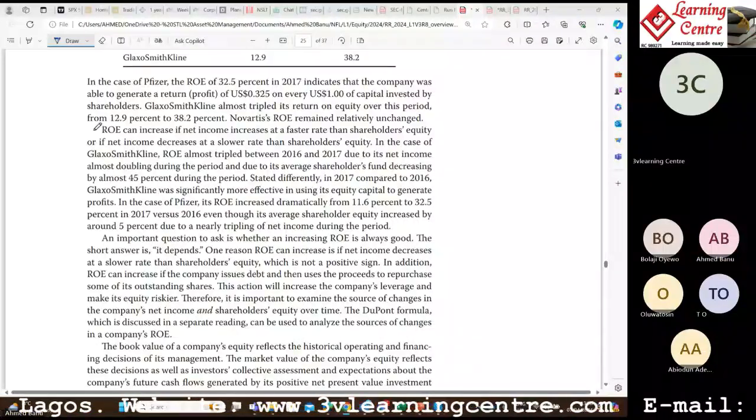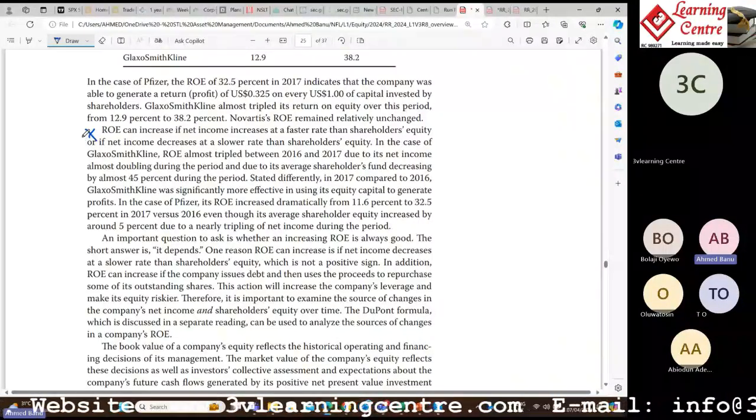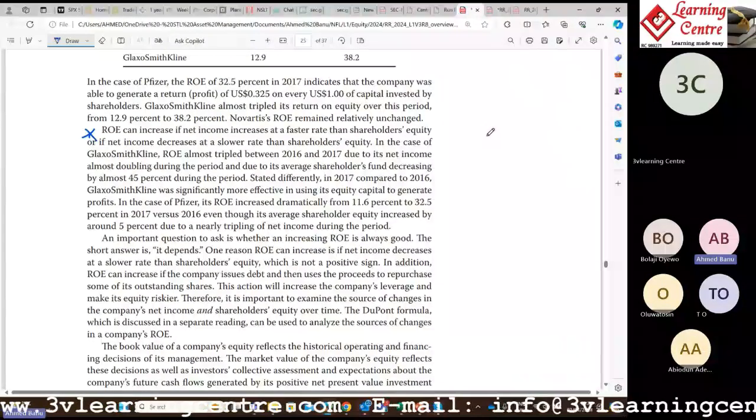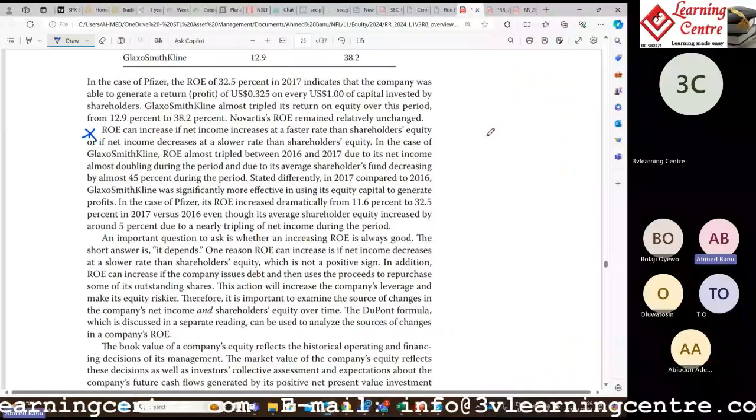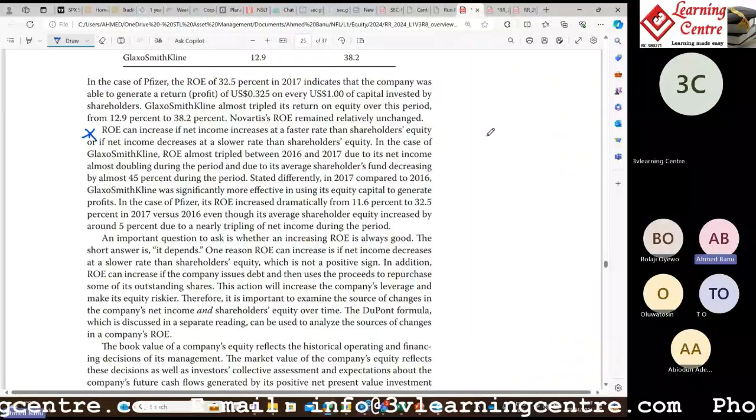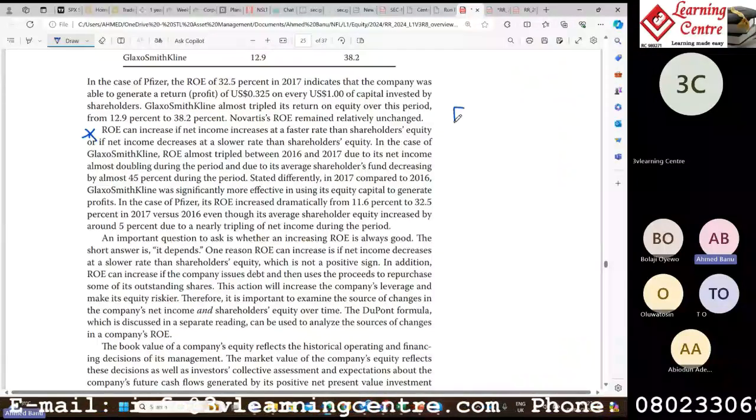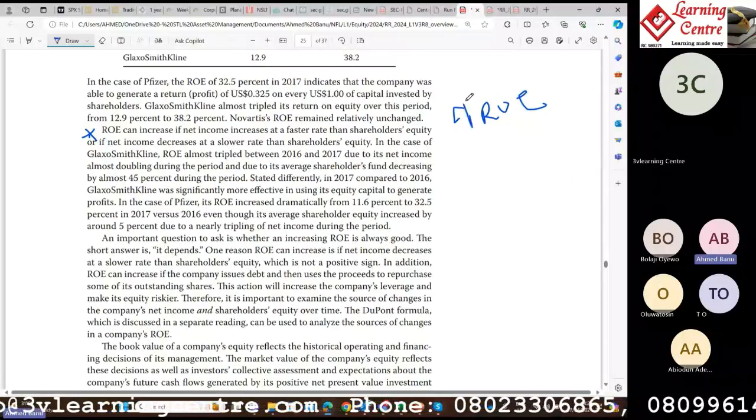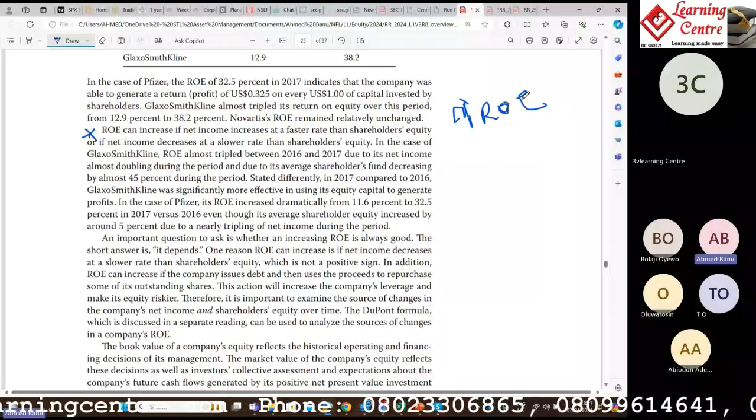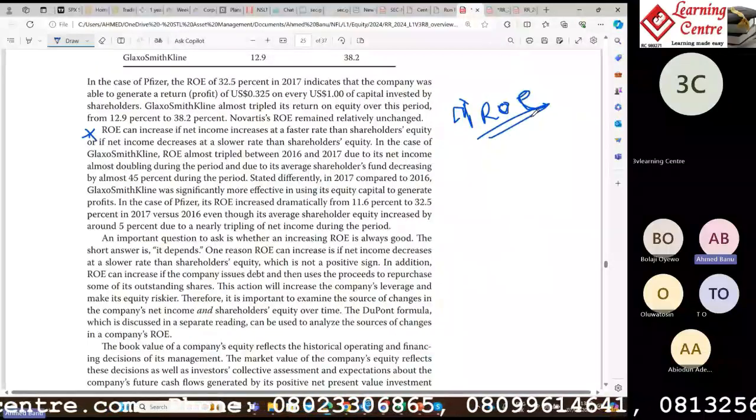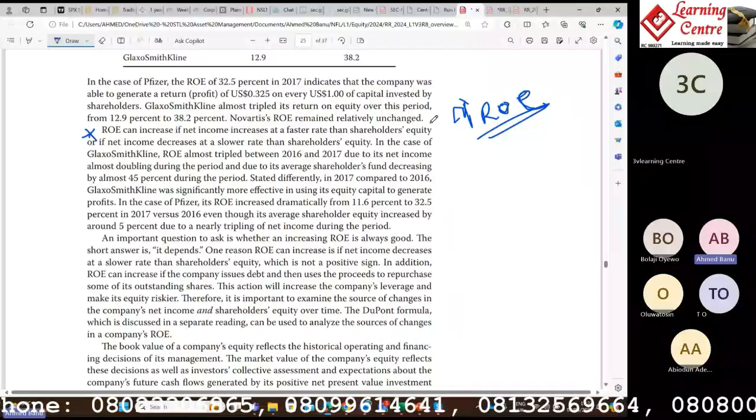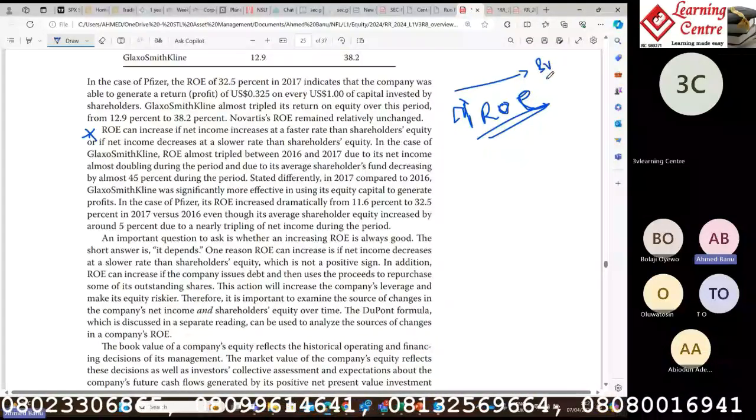So, little comments from the curriculum. ROE can increase if the net income increases faster than shareholders' equity, or if net income decreases at a lower rate than shareholders' equity. Makes a lot of sense. So how is your ROE increasing? Very important. How is the ROE of the company increasing over time? Very, very important. That also helps us to determine how the book value of equity is going to increase in the future.